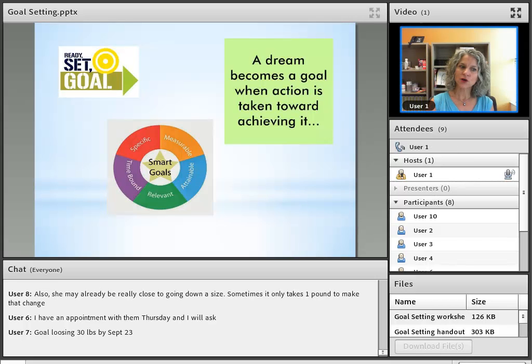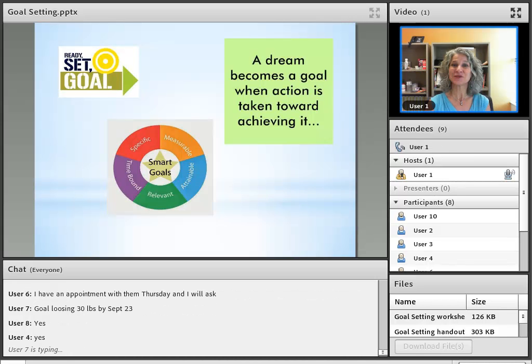Okay, a goal of losing 30 pounds by September 23rd. Okay, let's run it through the format. Lizette has given us her goal: to lose 30 pounds by September 23rd. All right, is it a SMART goal? Is it specific?